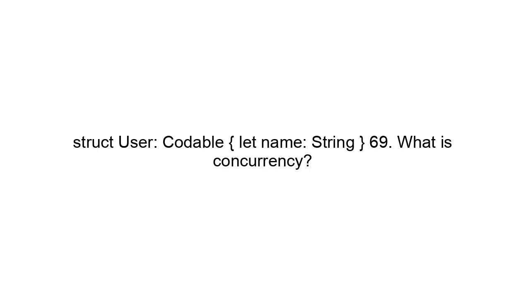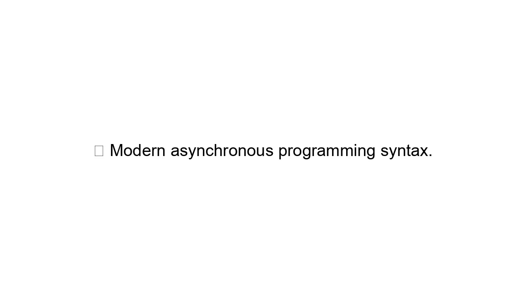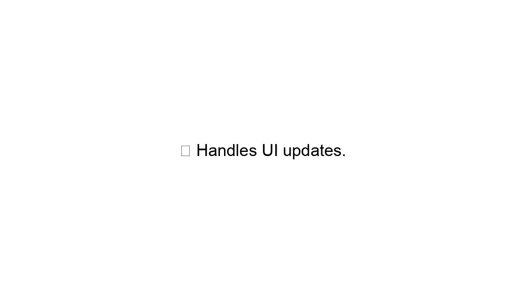69. What is concurrency? Running tasks simultaneously. 70. What is GCD? Grand Central Dispatch for multithreading. 71. What is async await? Modern asynchronous programming syntax. Example. Let users = try await fetchUsers. 72. What is main thread? Handles UI updates. 73. Why avoid blocking main thread? Prevents UI freezing.